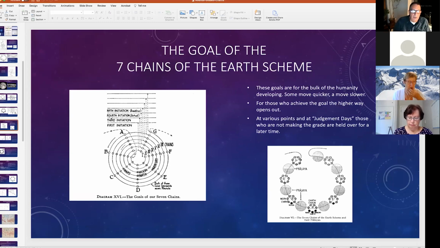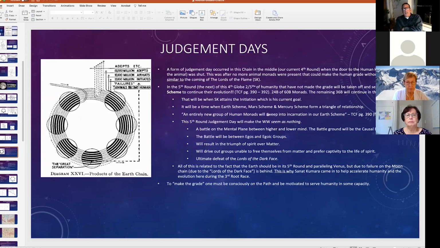So at some point, it seems to often be focused on humanity. The objective in the first chain was the first initiation, in the second chain it was the second initiation, in the third chain it was the third initiation, and in the fourth chain, our chain, the Earth chain, it's the fifth initiation. So it's deemed that some people, humans in the human kingdom, at some point in the seven rounds of this chain, will take the fifth initiation and pass out of the scheme. That's the overall goal. There's this concept of judgment days.